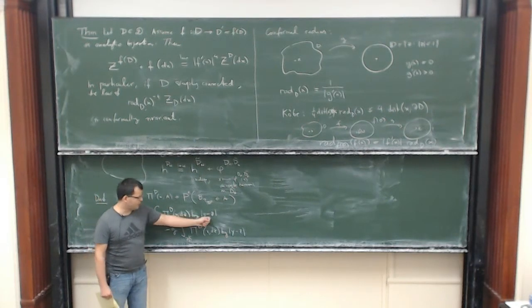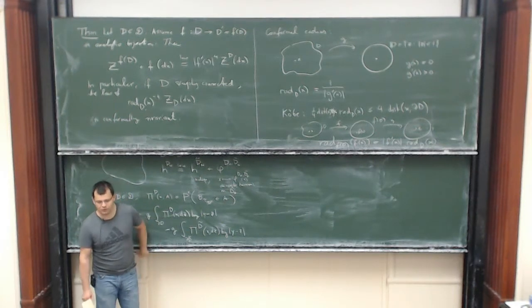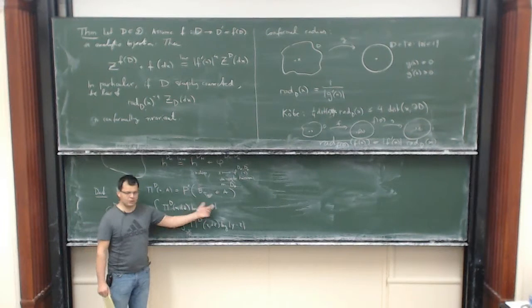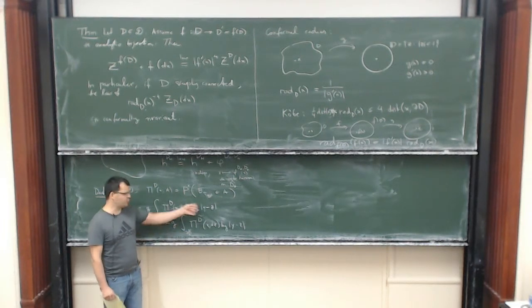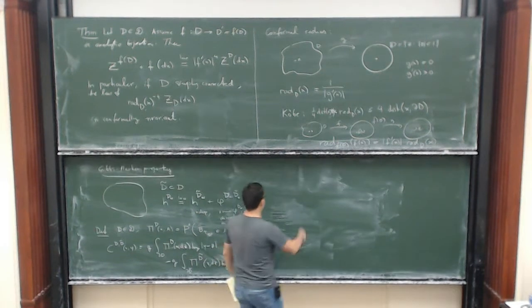And because the log of the modulus of a distance is harmonic everywhere away from the point where the modulus is zero, this is also harmonic in y. So this is, in fact, harmonic in both coordinates. And it's also a symmetric function. You can exchange x for y, and you get the same thing. So let me state a couple of these properties.